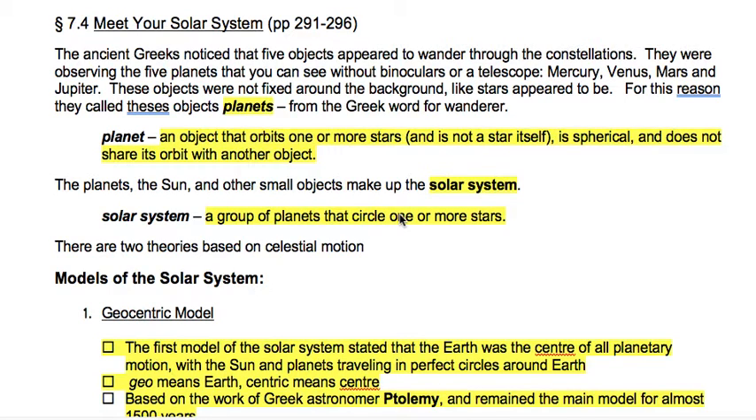So in this section, we will talk about our solar system. The ancient Greeks noticed that 5 objects appeared to wander through the constellations. They were observing the 5 planets that you can see without binoculars or a telescope: Mercury, Venus, Mars, and Jupiter. And you can see them right on the horizon when the sun goes down. These objects were not fixed around the background like stars appeared to be. For this reason, they called these objects planets, the Greek word for wanderer.